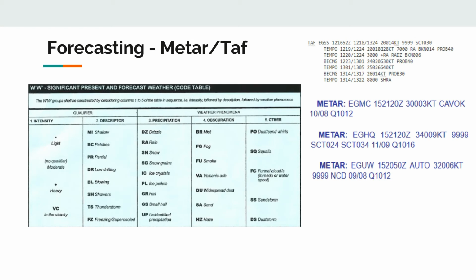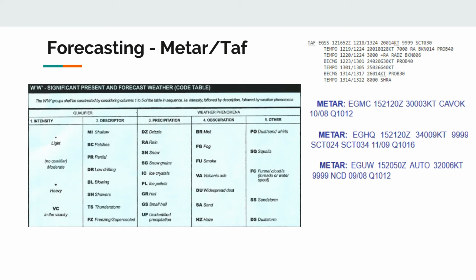And as you can see, it says 1218 to 1324. So between 6 p.m. on the 12th, a Sunday, and midnight on the 13th, you can expect the wind to be 200 at 14 knots and the visibility to be greater than 10 kilometres and the clouds to be scattered at 3,000.